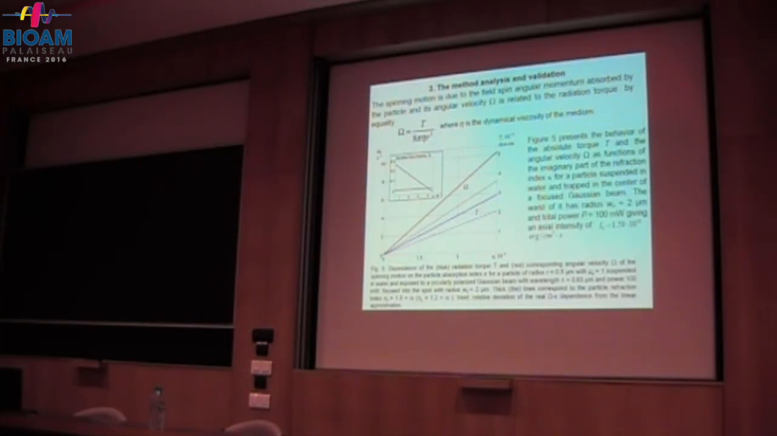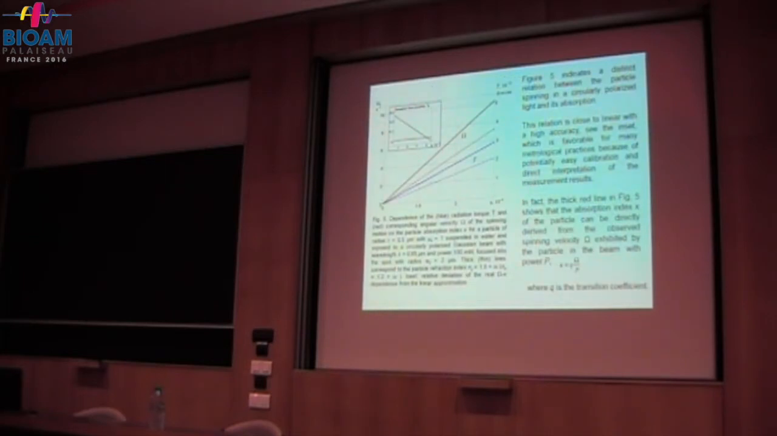The spinning motion is due to the field spin angular momentum absorbed by the particles, and its angular velocity omega is related to the radiation torque by the following equality, where eta is the dynamic viscosity of the medium. This figure presents the behavior of absolute torque and the angular velocity as a function of the imaginary part of the refraction index k for a particle suspended in water and trapped in the center of a focused Gaussian beam.